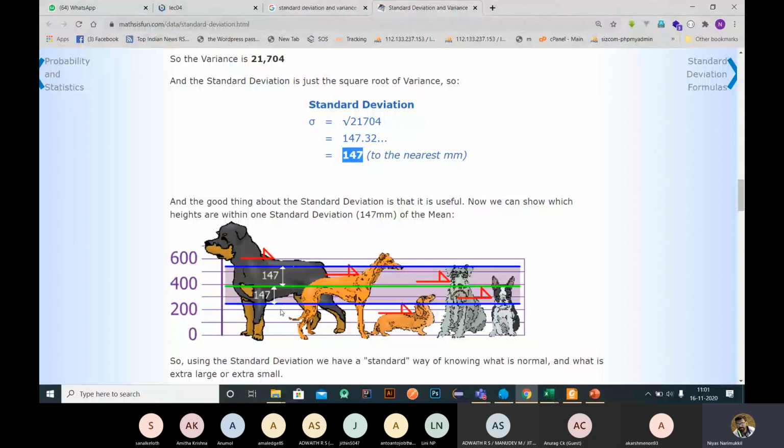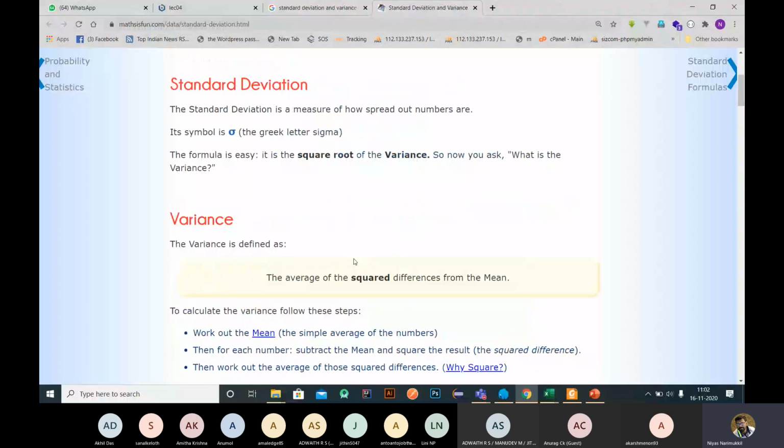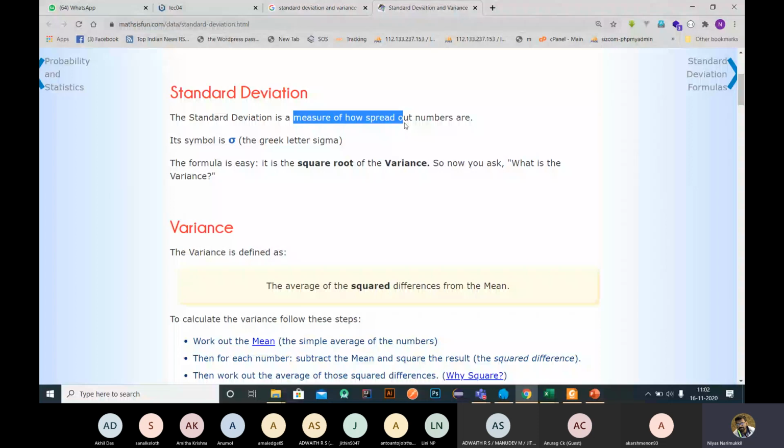So we are finding how much the values are spread. That is the standard deviation, which is just a measure of how spread out the numbers are. The numbers here are the heights of dogs, so it shows how much the heights of dogs differ from each other, or the range of that height, with the help of the standard deviation.